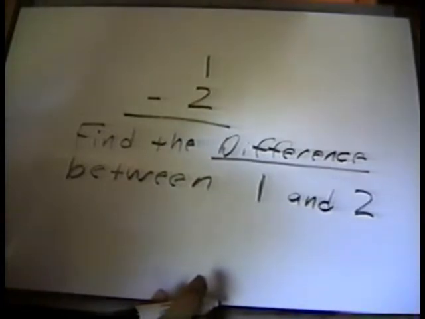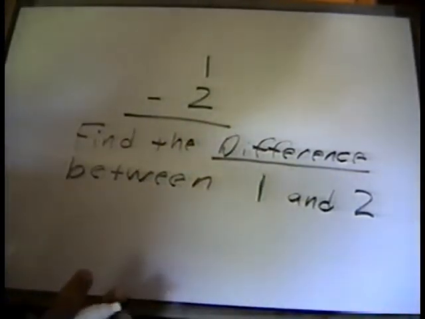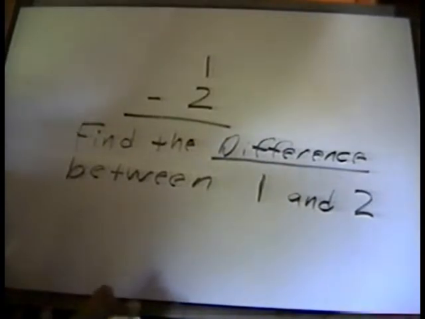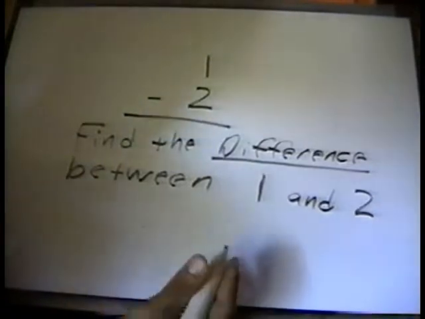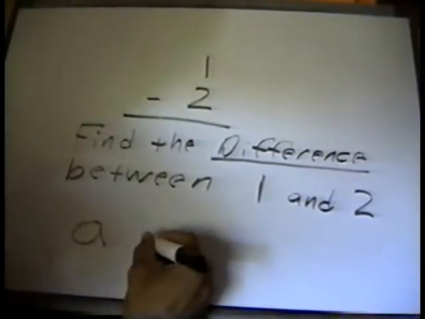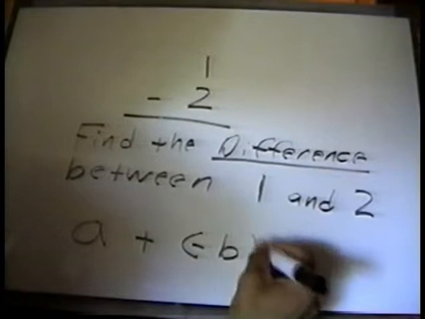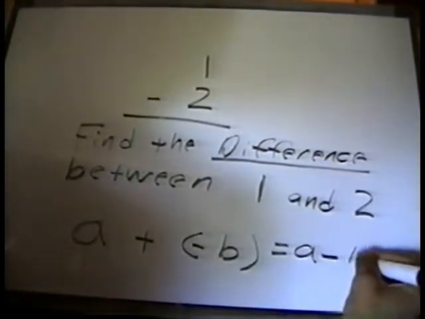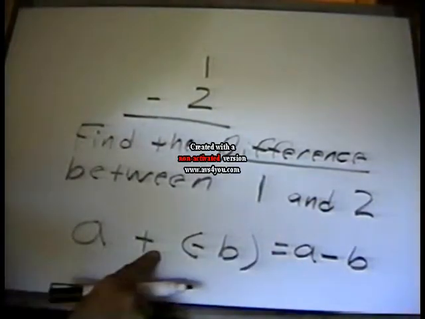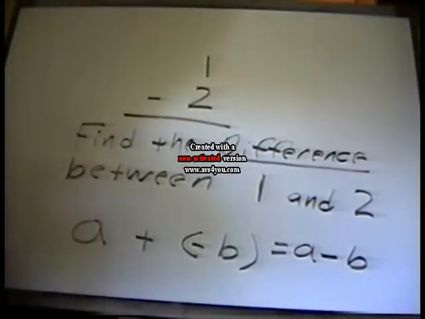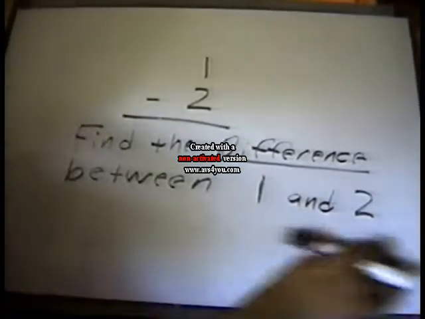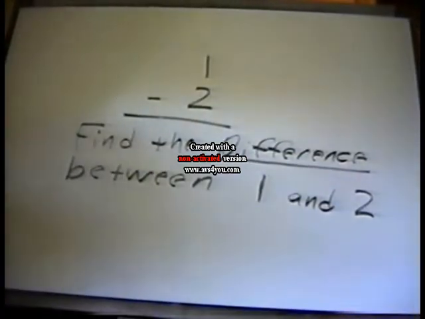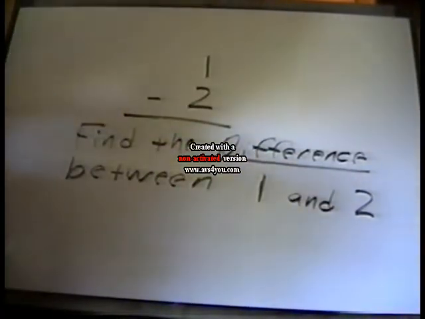Find the difference between 1 and 2. See here, so that's a positive 2. We're subtracting a positive 2, or you could say we're adding a negative 2. But we're just dealing with arithmetic right now, so I don't want to confuse you. However, in algebra, there's no such thing as subtraction. You simply add a negative number. So a minus b is equal to a plus a negative b. Okay, you simply just find the difference.